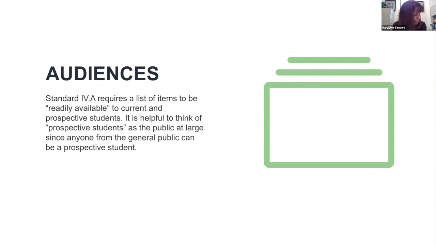It's also helpful to remember that the items within the self-study, within the standard, don't always have to be available to both current and prospective students. There are no sections where it's just one or the other. As MaryEllen said, it's easiest to think of prospective students as the public at large, because anybody can be a prospective student. The additional benefit is that parents and other communities have access to the information to help those students make these decisions.